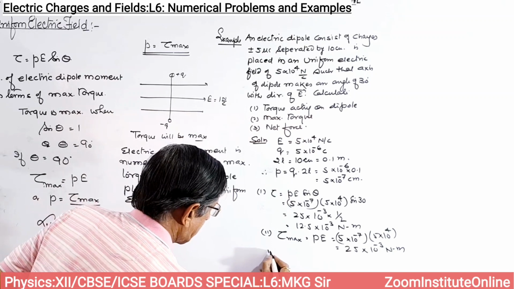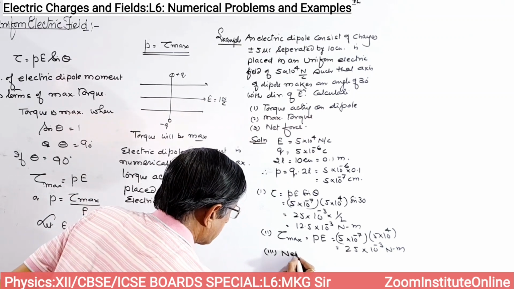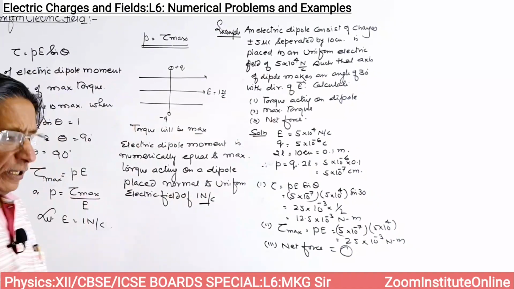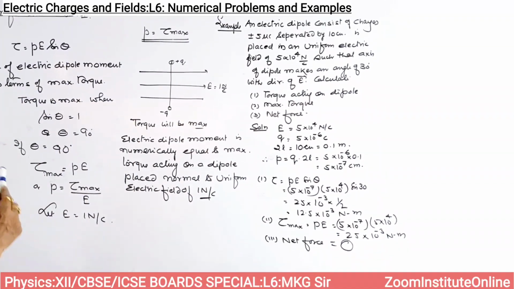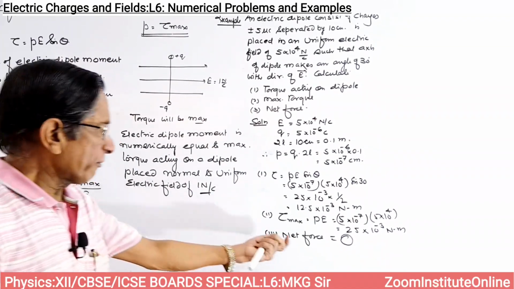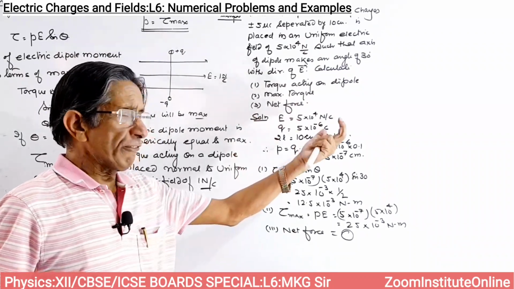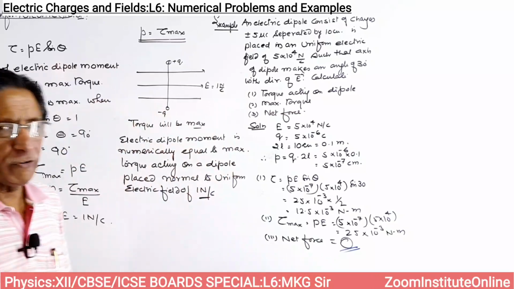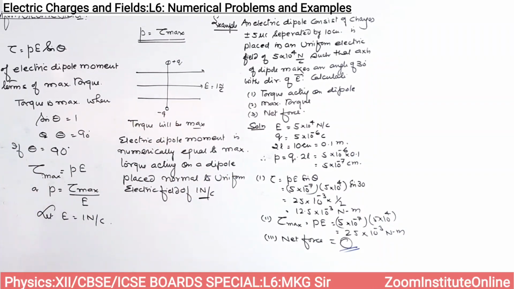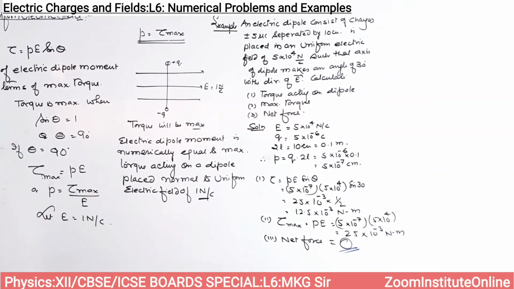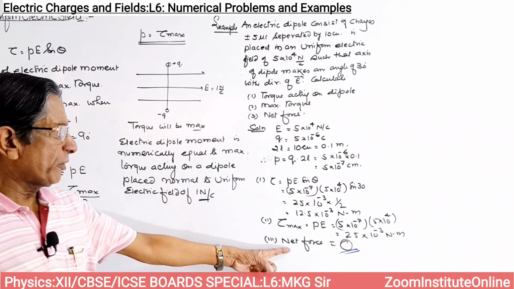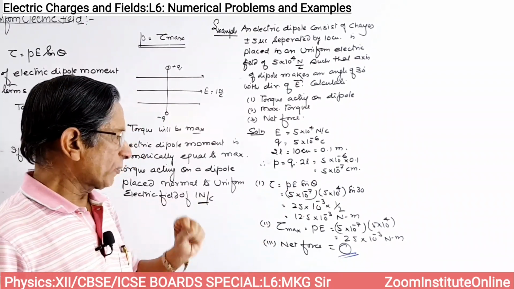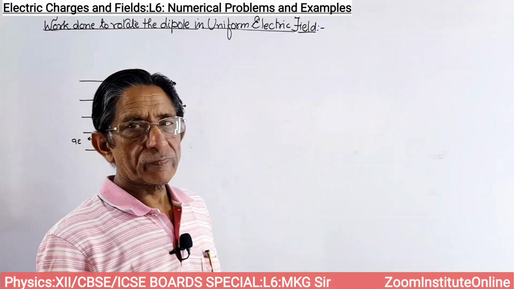And the third part, net force. Net force is equal to what? 0. I have taught you in the previous lecture that net force F in forward direction, F in backward direction. So net force on the dipole placed in uniform electric field is always 0. So net force will be 0. So this is the torque acting at an angle theta. This is the maximum torque, and the net force is 0.